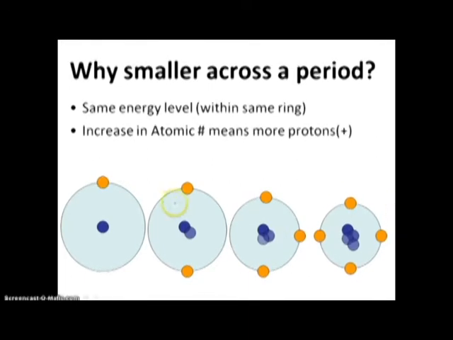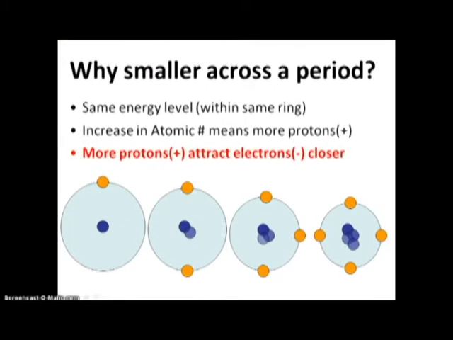Now this picture is just showing an illustration. The idea is that if the ratio doesn't change, but the number of protons increases, then the number of electrons will increase also. So here in red, this is really what you need to focus on. When you go from left to right, look what's happening to the nucleus.